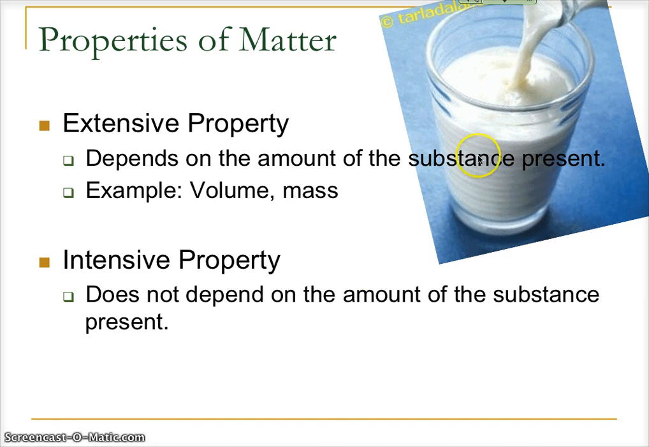If you have more milk, you have more volume. It changes. If you have more milk, you have more mass. It changes. So the mass changes and the volume changes based on how much you have. That makes it extensive. That's external to the item itself. It depends on how much of the item you have. Contrast that with intensive properties.